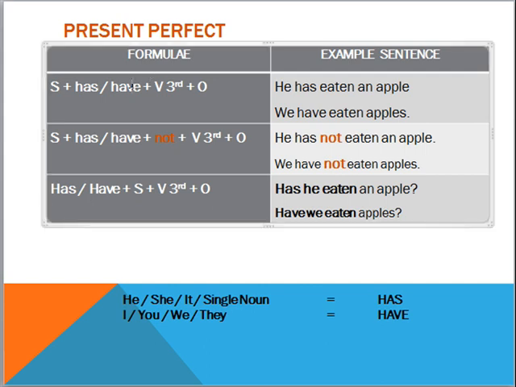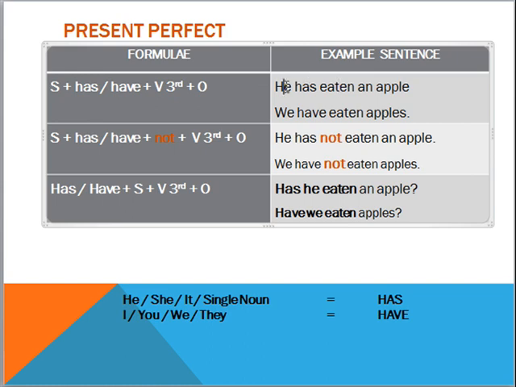Next to come is present perfect. Subject, has or have, verb third form and object. In all three perfect tenses we use verb third form, like in all continuous we use verb fourth form. Next, in negative we put not after has or have, and then verb third form and object. And in interrogative, we bring has or have to the beginning of the sentence. Third form remains the same in all.